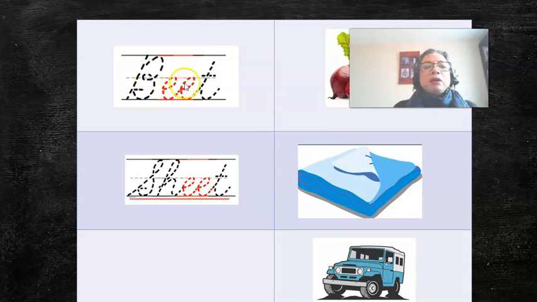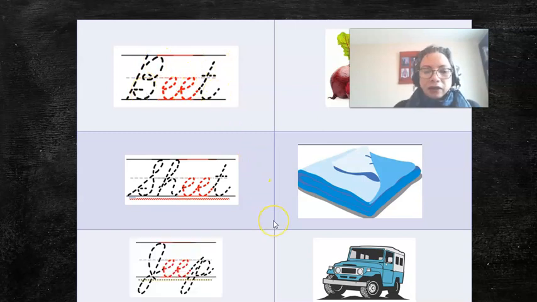Beet, B-E-E-T. This is what you use in your bed. When you make your bed, you put sheets on your bed. Sheet, sh, double E, t. And here again, beet, B, double E, t. And here we have jeep, J, double E, P.